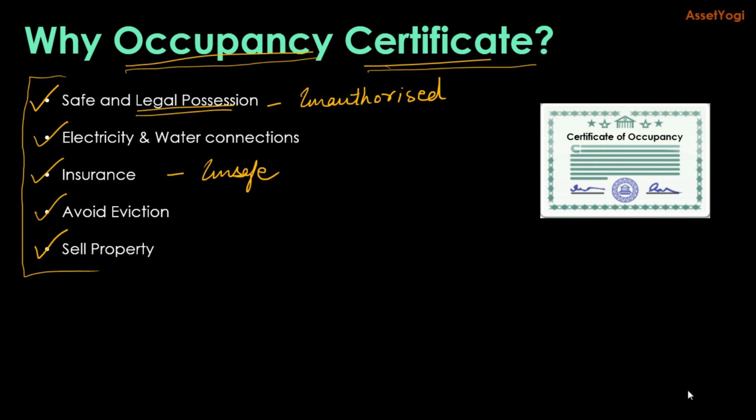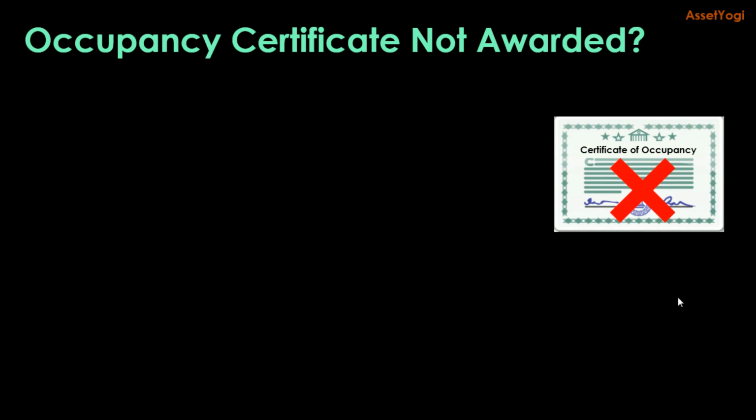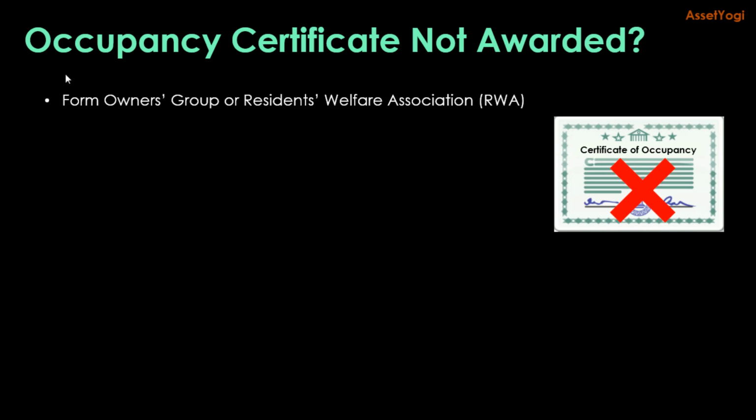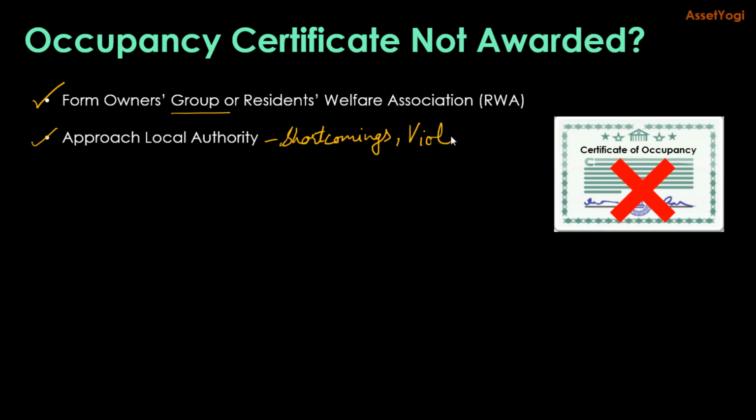Now suppose you have already taken possession of your property, but your building doesn't have an occupancy certificate. What can you do in that case? In such a case, you can form an owners group or residents welfare association, because it is always better to represent in a group rather than as an individual. Then as a group or association, you can approach the local authority and ask them what the issues are, why the occupancy certificate is not issued to your building, and you can ask the local authority if there are any shortcomings or any violations of any regulations.